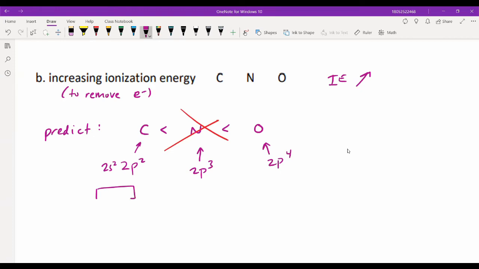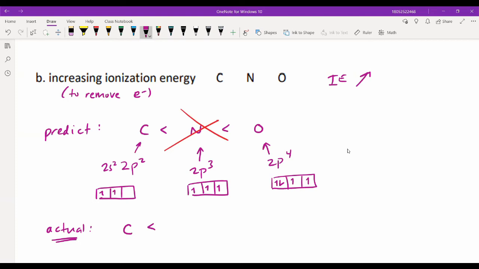Okay, so let's draw out the 2p orbitals. 2 electrons in carbon. The 2p orbitals for nitrogen have 3 electrons. Looks like this. For oxygen, 4 electrons. Looks like this. All right. So I'm going to remove an electron. The trick is the actual order. The easiest is still carbon, but then what happens is if you look at nitrogen and oxygen, which one of those is hardest to remove an electron from?